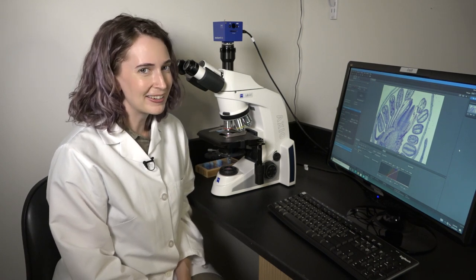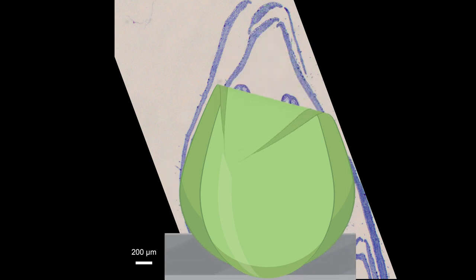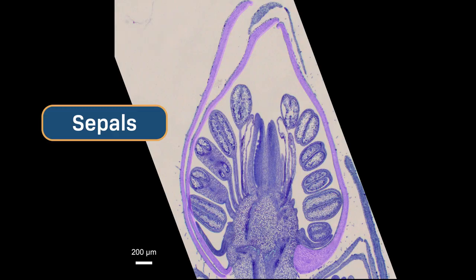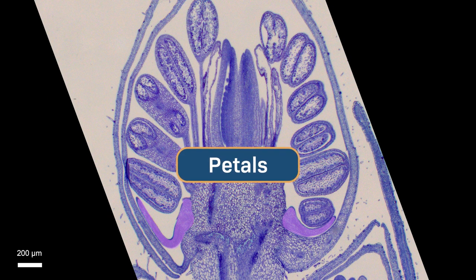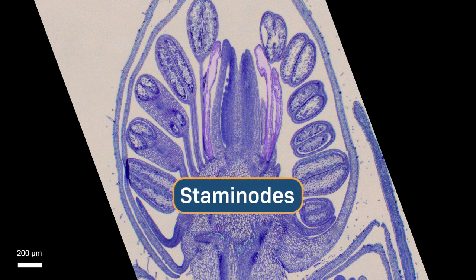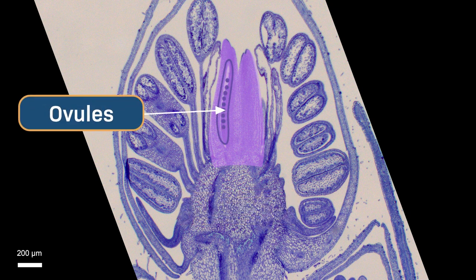So let's get oriented. These sections are more or less right down the center of the bud, so we can see all the floral organs. Sepals are on the outside, then petals, stamens, those are the pollen grains starting to form in there, then staminodes, and finally pistils. You can see the ovary and the little bumps are ovules.